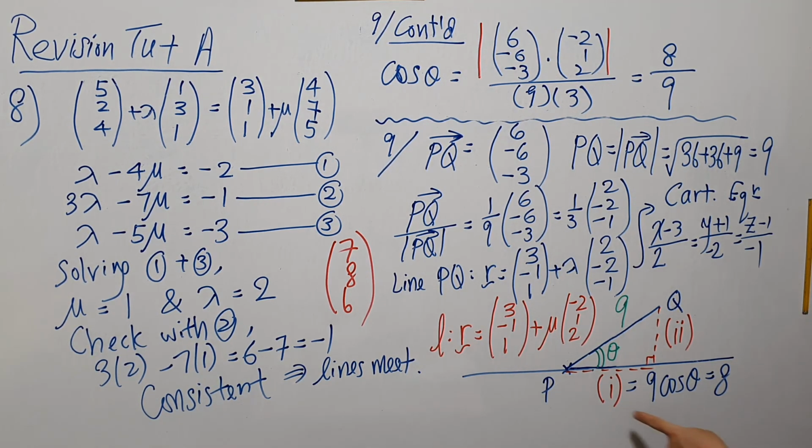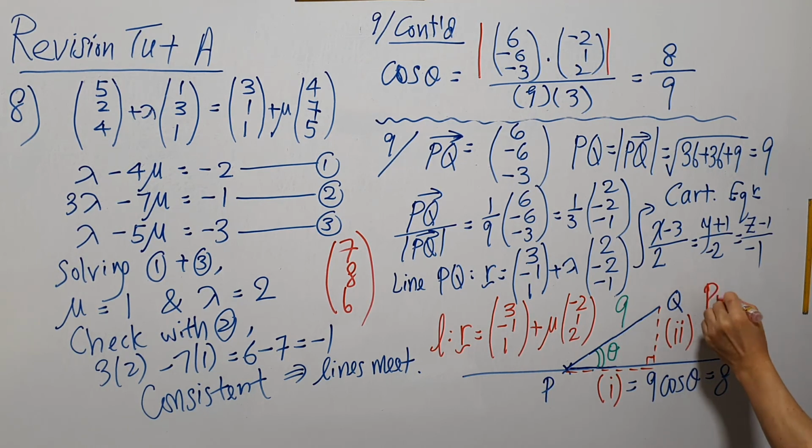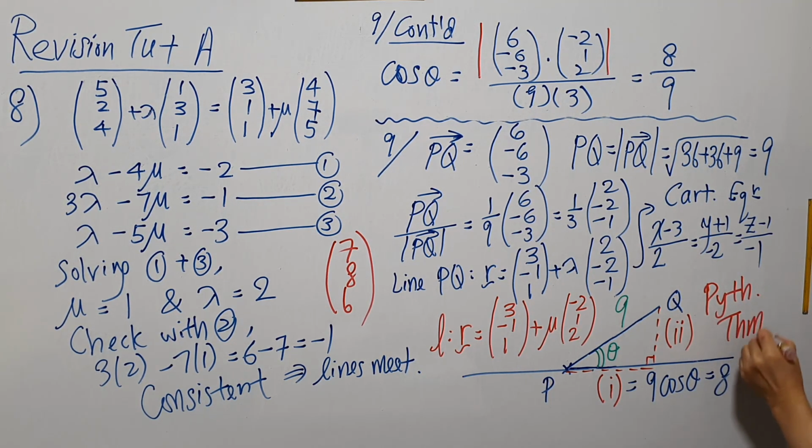Now that you know this length is 8, you can then use the Pythagoras theorem to find this other side. So this is how you can find the length of projection of the vector PQ onto the line. And that completes question number 9.